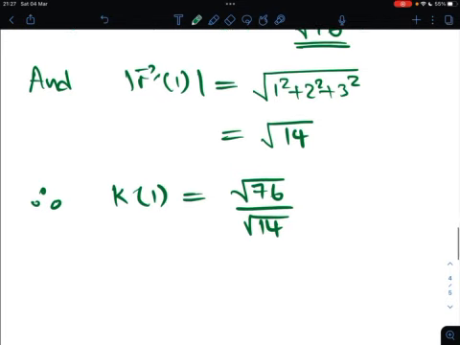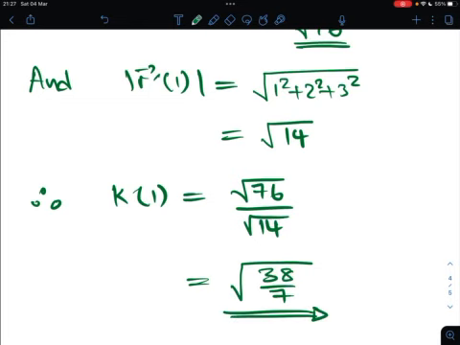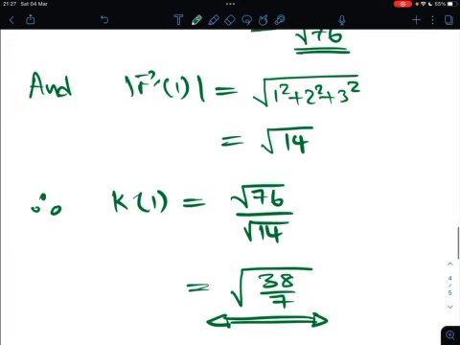If you simplify it, you will get the root of 38 over 7. So we get the curvature at that point as root of 38 over 7. This is how we work out the curvature of any given curve. This formula serves to be the best one in the evaluation of curvatures.